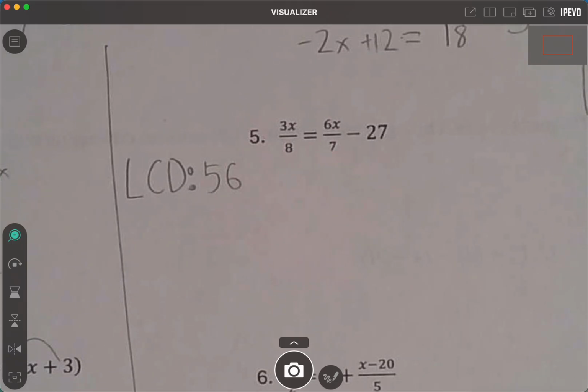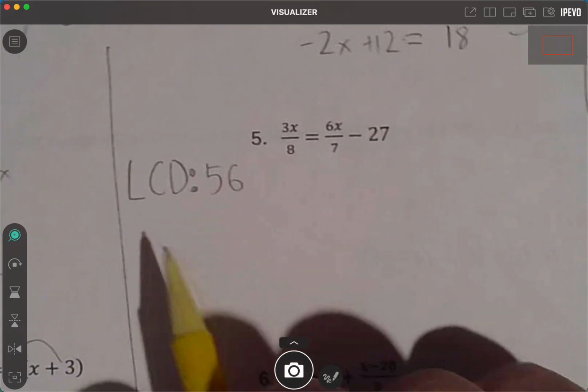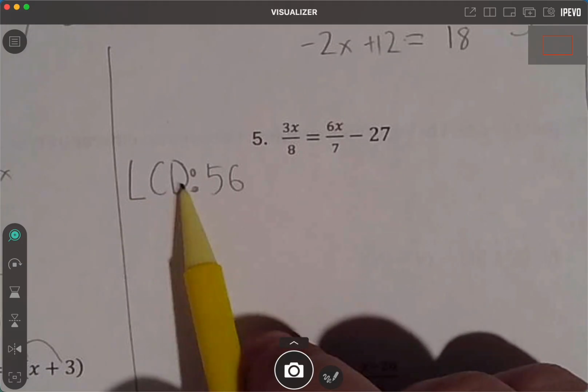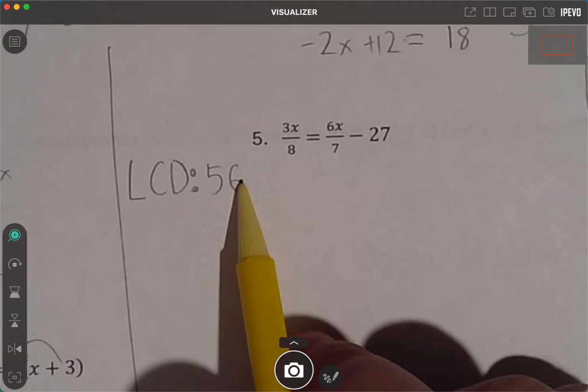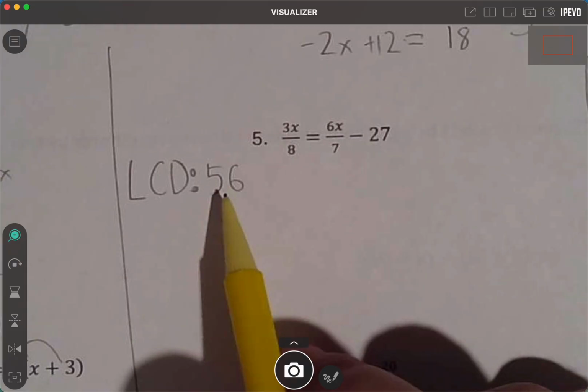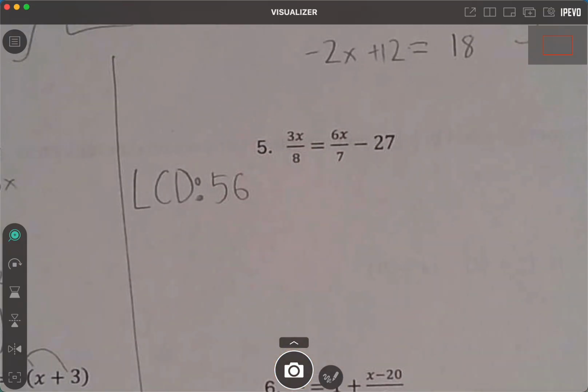I don't have time to show you why, but trust me, there is no other positive number smaller than 56 that 8 and 7 can both go into. Again, there are larger numbers that 8 and 7 could go into, but that's why it's called the least common denominator. This is the smallest number that 8 and 7 can both go into. Now, what are we going to do with this LCD? Great question. We are going to distribute it to both sides carefully.